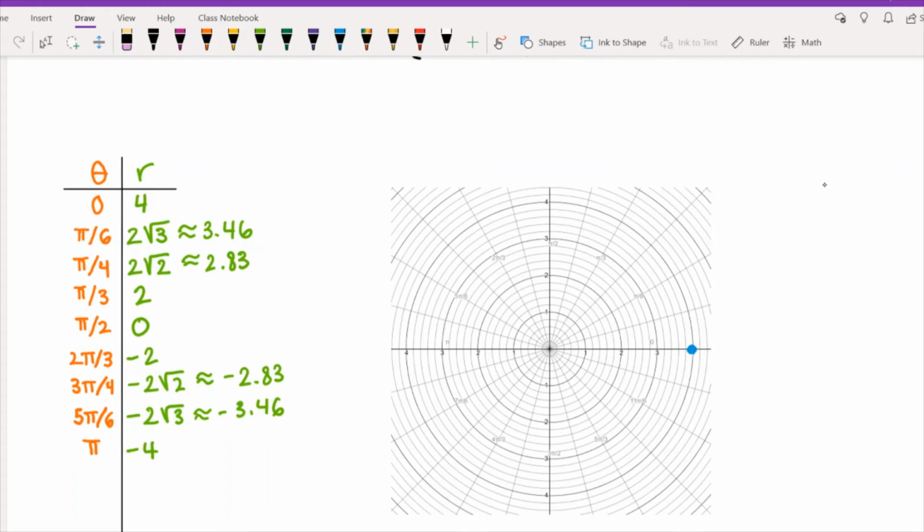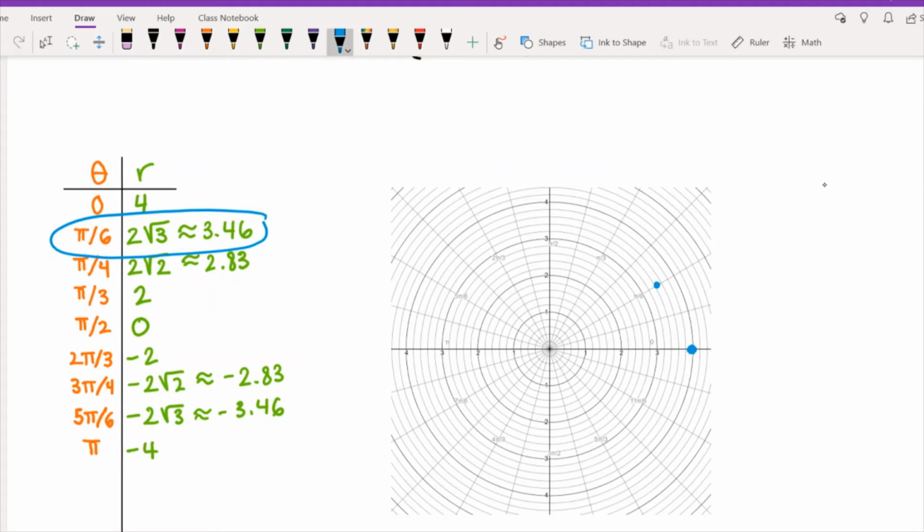And then next up, we go to pi over 6, comma, 2 square root of 3. And so that means we're going to an angle of pi over 6, and we want our radius to be approximately 3.46. So I'm just going to estimate. So here is 3, here is 4. So it's somewhere in between, just about halfway, a little less. So maybe somewhere like that.